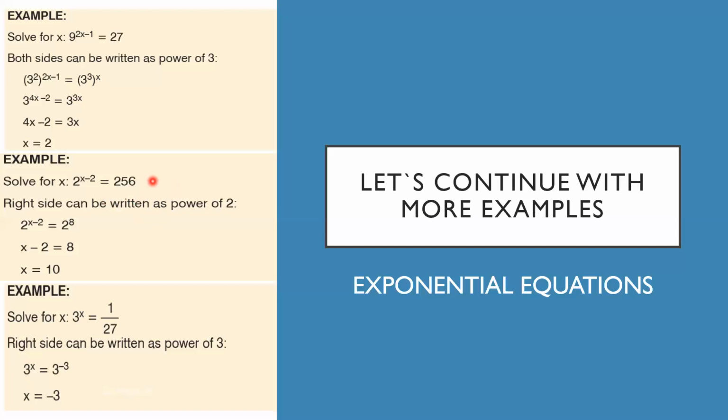2 to the power of 9 is 512. 2 to the power of 10 is 1024. You have to memorize this, guys, to make things easier for yourself.